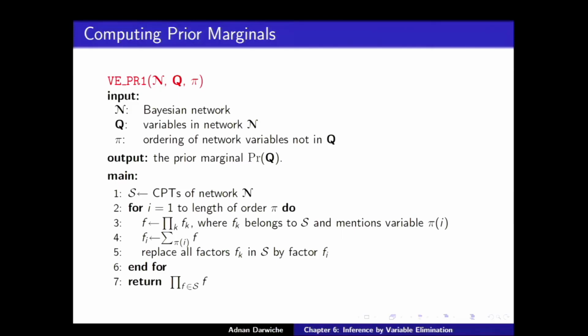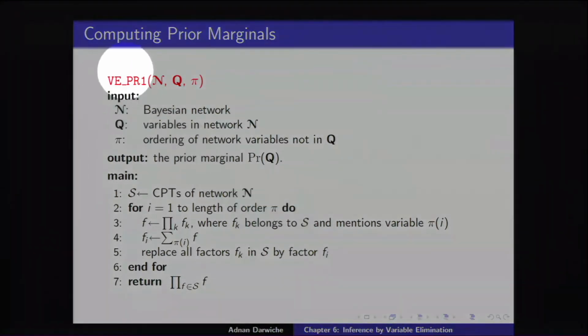Let's look now at the pseudocode because we're going to get to complexity, and there is a key observation here that we have to make, that you have to pay attention to. Otherwise, you will not get the best performance out of this algorithm. So here's the code. It says variable elimination PR1 because you're going to have variable elimination PR2 and I think PR3. So we're going to have versions. We're going to make this more sophisticated.